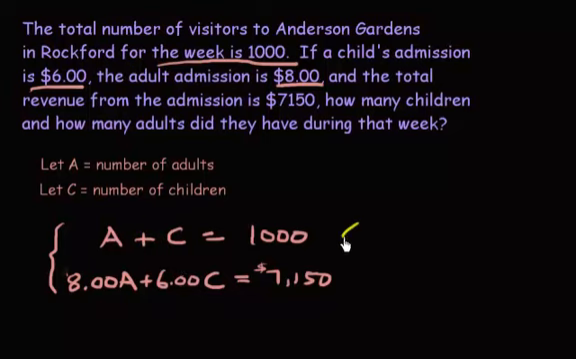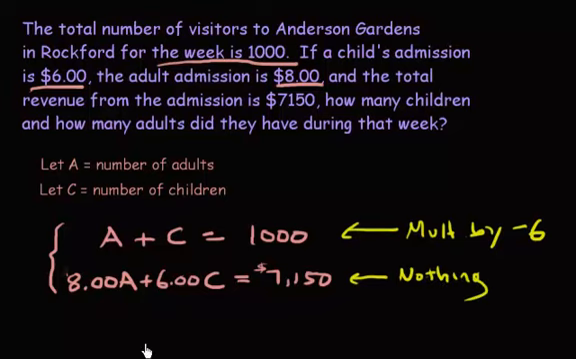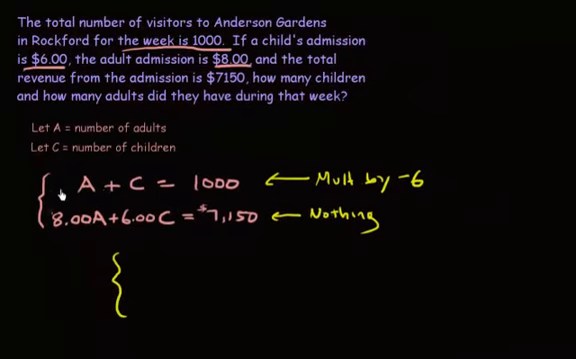So let's multiply the first line by negative 6. Because again, we need this to be a 6, but we also need it to be negative. All right, so let's go ahead and do that. We don't have to do anything to this one, so I'll just say nothing. All right. So you multiply the first line by negative 6. Make sure you multiply everything by negative 6.